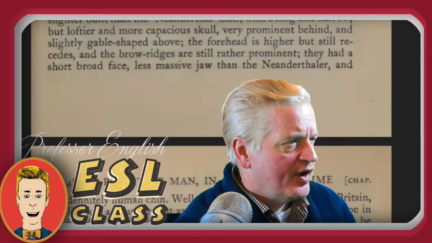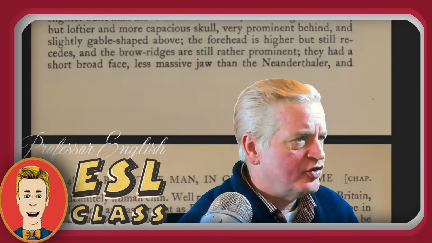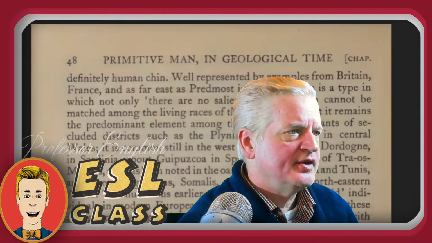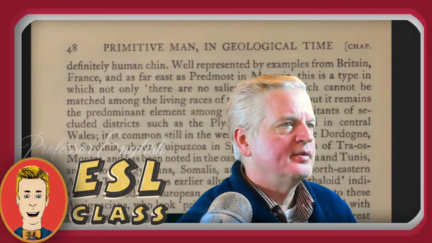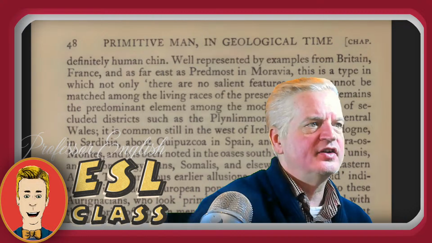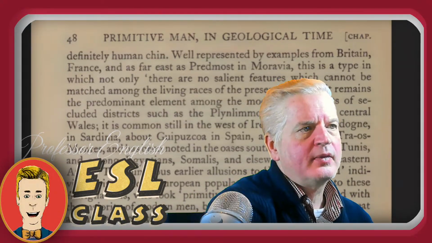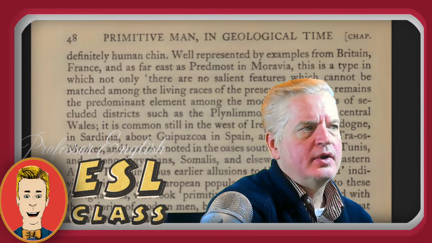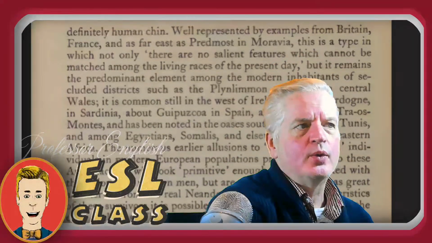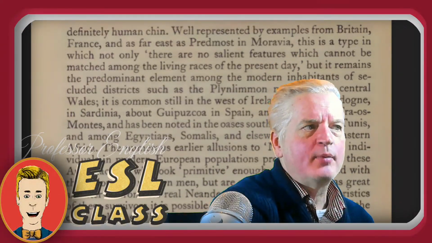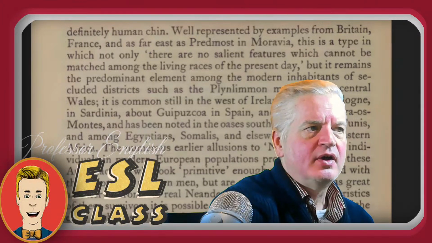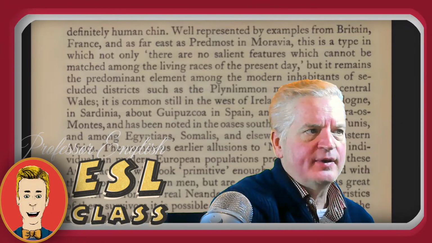They had a short, broad face, less massive jaw than the Neanderthaler, and a definitely human chin, well represented by examples from Britain, France, and as far east as Predmost in Moravia. This is a type in which not only there are no salient features which cannot be matched among the living races of the present day.